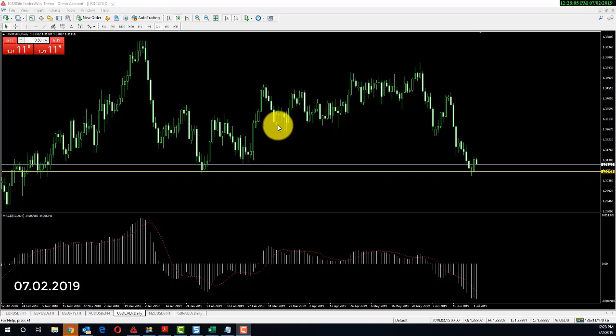Today we're looking at the USDCAD and we're looking to make a trade on this currency pair anytime about now. And I just want to give you a quick breakdown as to what's really going on. Alright, so we're on the daily chart.